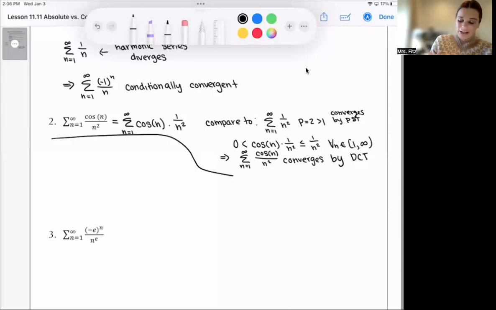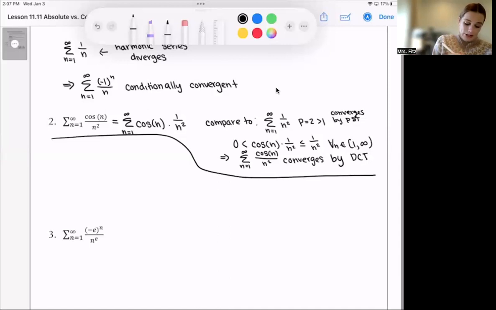Okay, so we're gonna divide that off. What we want to do now is compare it to the absolute value. And notice now those terms are no longer going to be alternating, right? Cosine is not going to be alternating between 1 and -1 anymore.